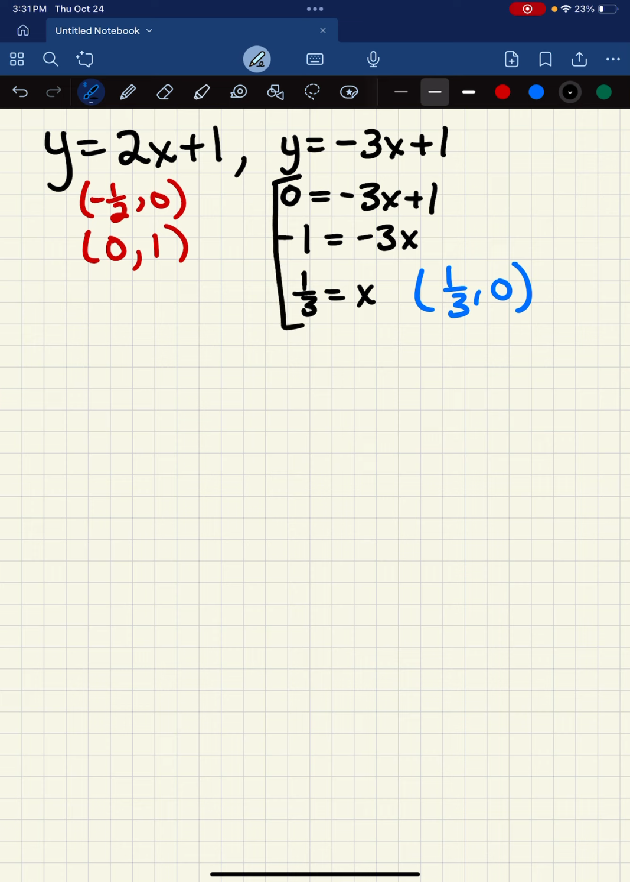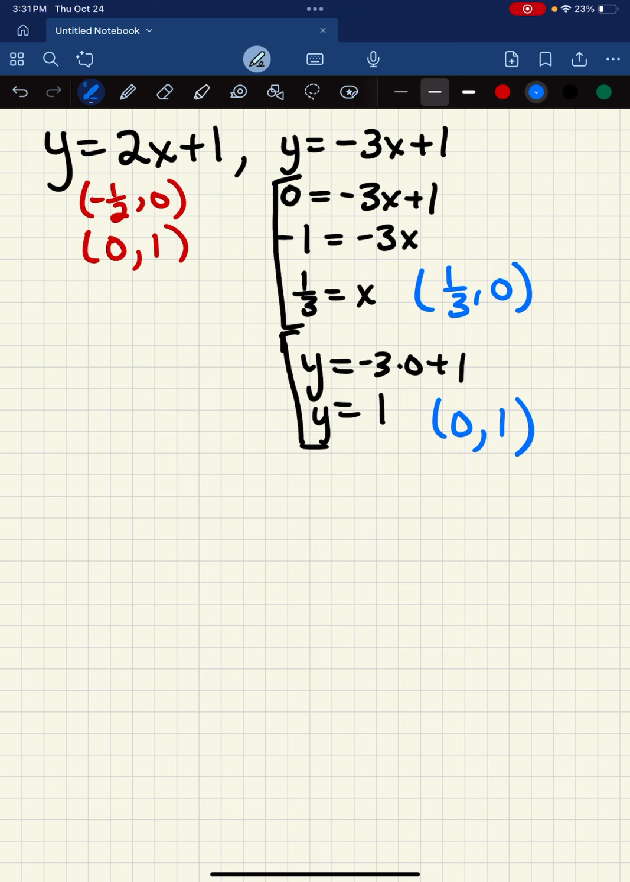That's for our x-intercept. Now we need to do our y-intercept. So let x be 0. We get y is going to be negative 3 times 0 plus 1, or just y is 1. So our other point here is 0, 1.